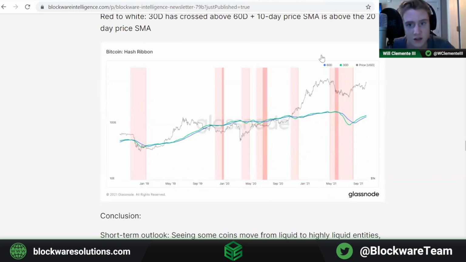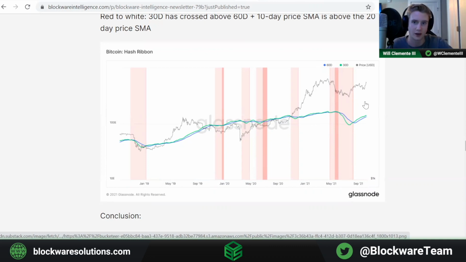And so as you can see, we got this buy signal about a month and a half ago. And so this is just another thing that it's not going to affect the price today or tomorrow, but this is a signal for the next couple months. So yeah, there's another way of looking at hash coming back on the network.